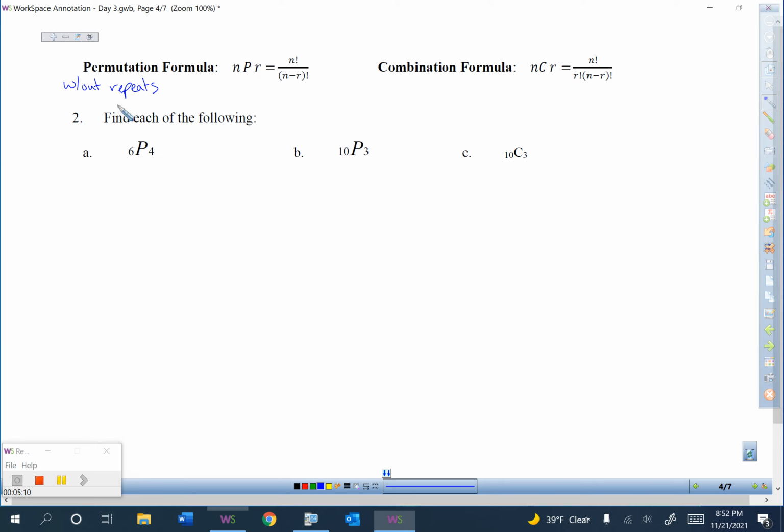But permutation is where order matters. And a combination is where it doesn't. Still without repeats.